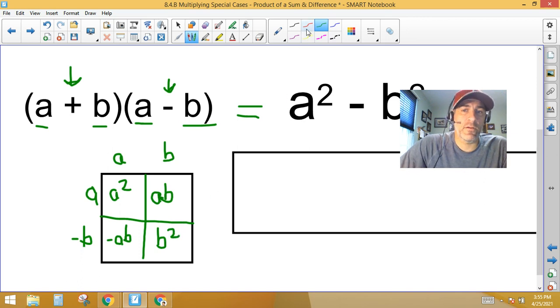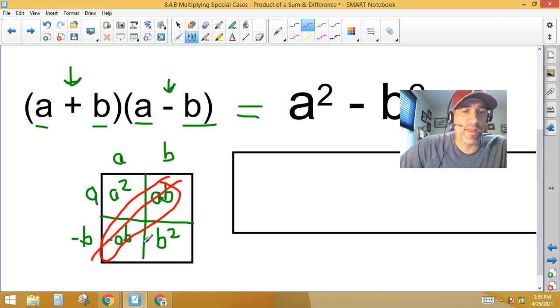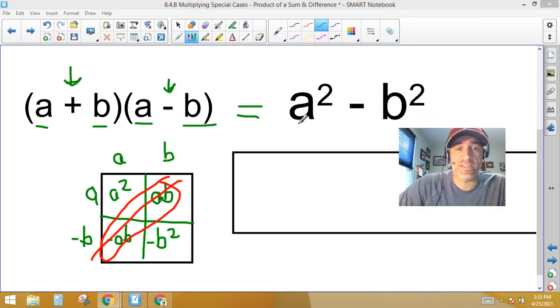And if you look here diagonally, this ab and this negative ab, they're like terms. One is positive, one is negative. They cancel out. My apologies, b times b is b squared, but this is a negative b, so this has to be negative b squared. So these two terms do cancel out, and we're simply left with a squared minus b squared. That's the shortcut here, okay?